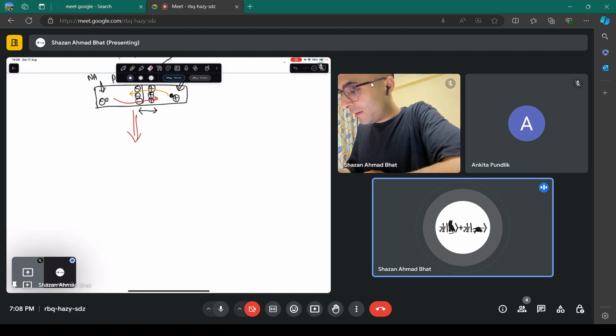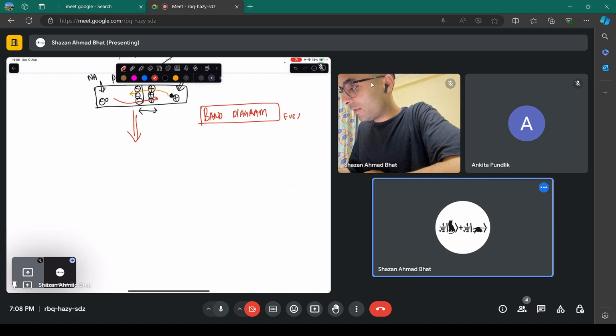The band diagram comes from this picture. This is E versus X. Don't confuse it with band structure. I'm just emphasizing this point. Band structure is E versus K. Band diagram is E versus X, E versus space.